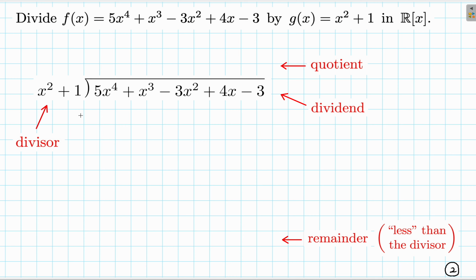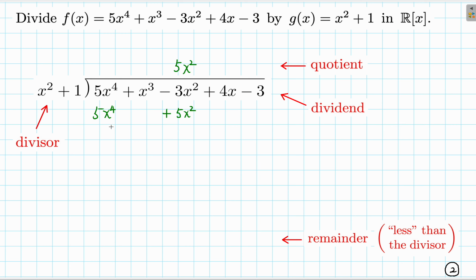And so let's see what we can do. So we start, as we would do with integer long division, say how many times does x squared plus 1 go into 5x to the 4th? Well, that's going to be 5x squared, because 5x squared times x squared will be 5x to the 4th, which will cancel out that leading term. And so aligning the degrees, let's write down 5x squared right here. And then we'll multiply this by x squared plus 1. And so if we do that, we get 5x to the 4th plus 5x squared. And let's align the degrees once again.